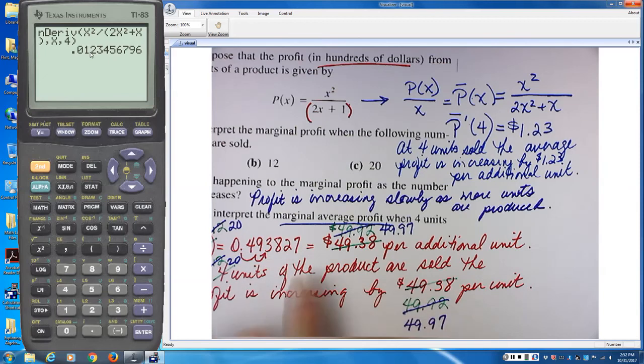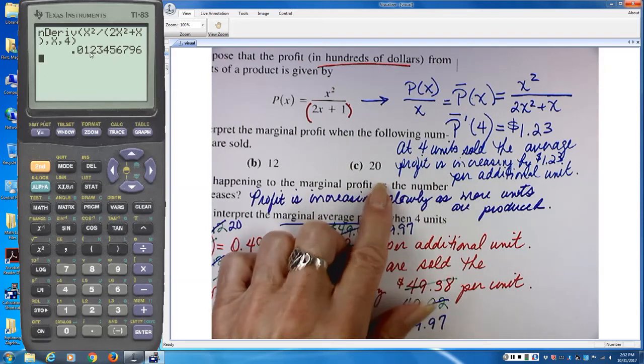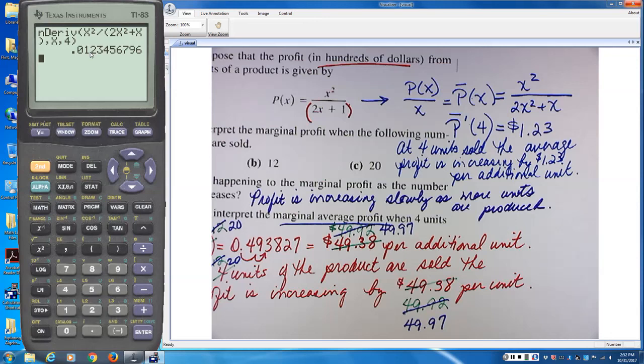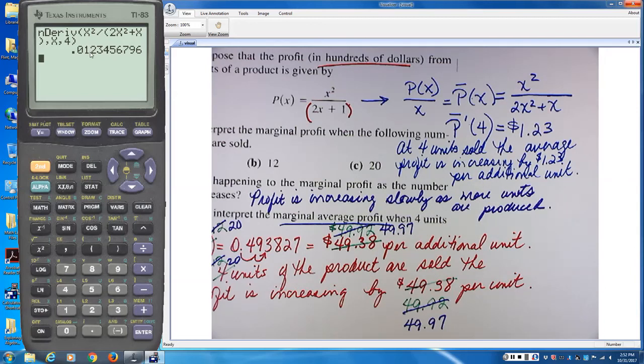So it's worded pretty much like this is, except you say at 4 units sold, the average profit is increasing by $1.23 per additional unit. But it's the average profit that's increasing, not the profit itself. It's the profit spread over all the items.